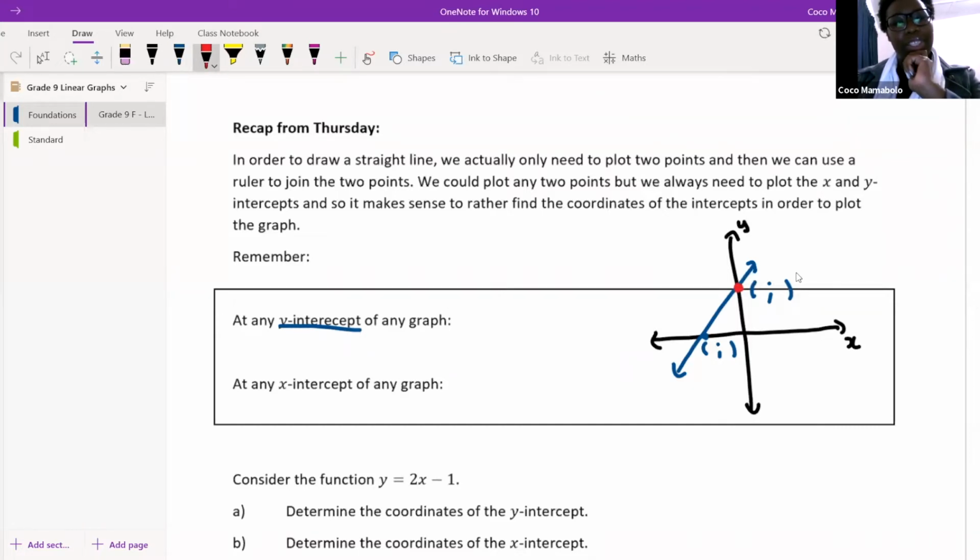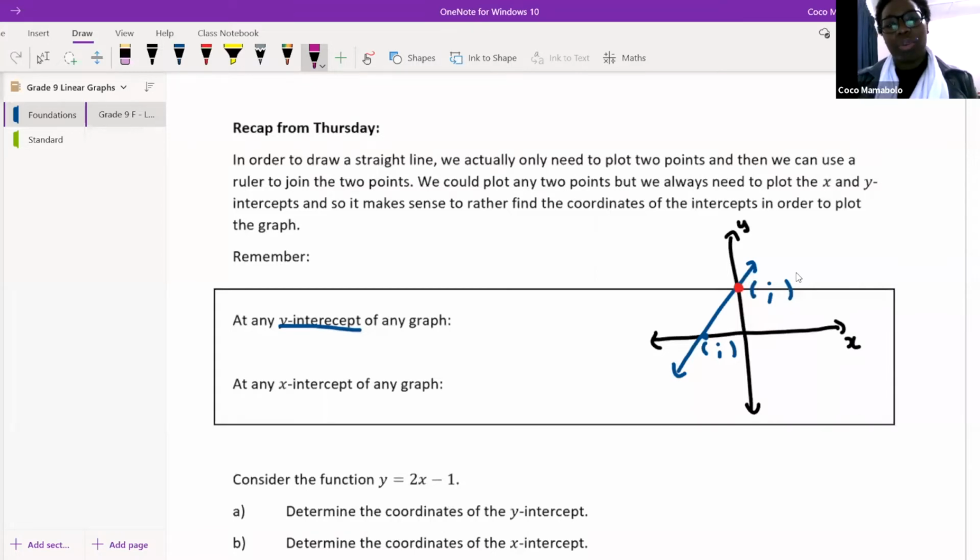Wonder if anybody's here from last week. Oh, Pretty put her hand up. Yes, Pretty, can you unmute and let me know? Hi, ma'am. Hello. I think where this line crosses is the y-intercept.